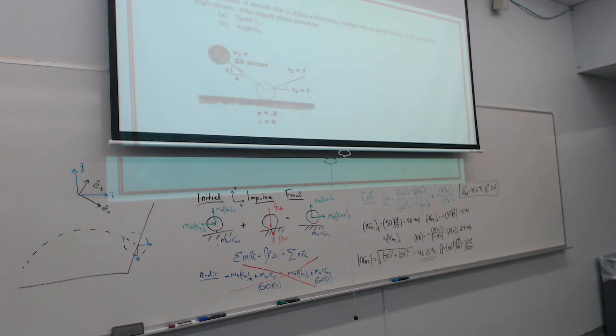I was just wondering, why is the velocity A1 tangential equal to the velocity A2 tangential? Great question.